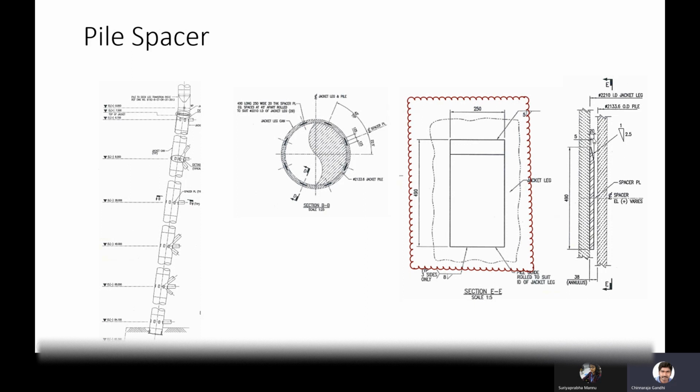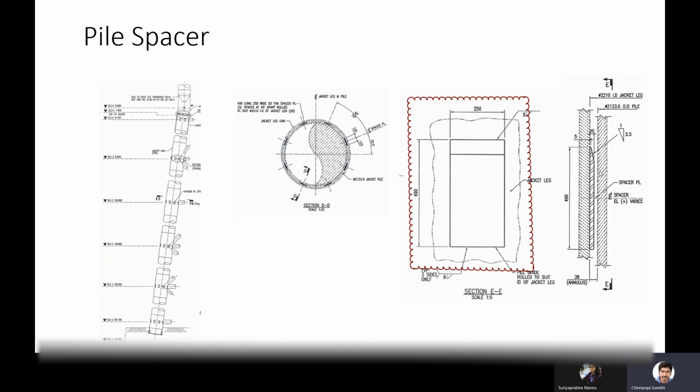This annulus gap is filled with one pile spacer at each and every framing level over here. If you see here, the thickness of the pile spacer is given as 20 mm. So this is 20 mm thick, and another 20 mm. If you subtract this 20 mm, the remaining 18 mm is the gap, this annulus gap. So this will be there.